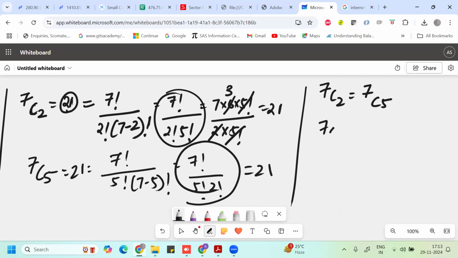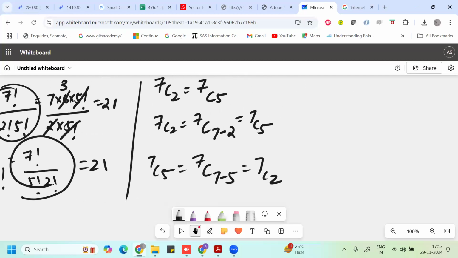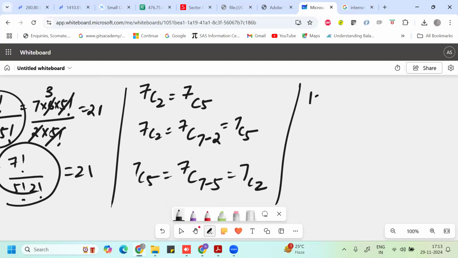7C2 is equal to 7C(7 minus 2), which is 7C5. Or 7C5 is equal to 7C(7 minus 5), which is 7C2. You're getting it, Ramya? Similarly, 100C96 is equal to 100C4.